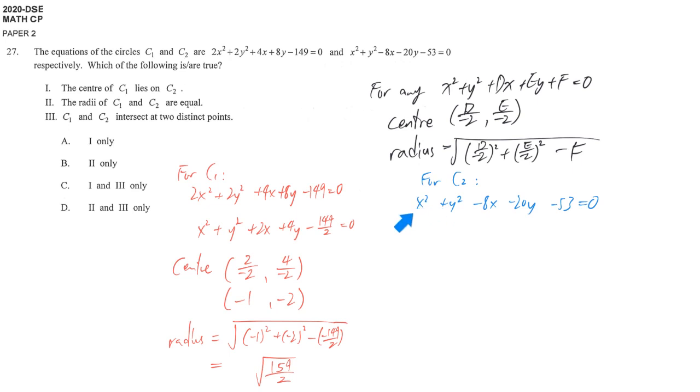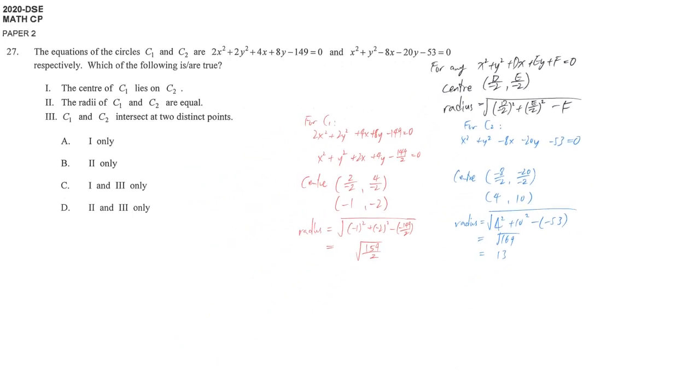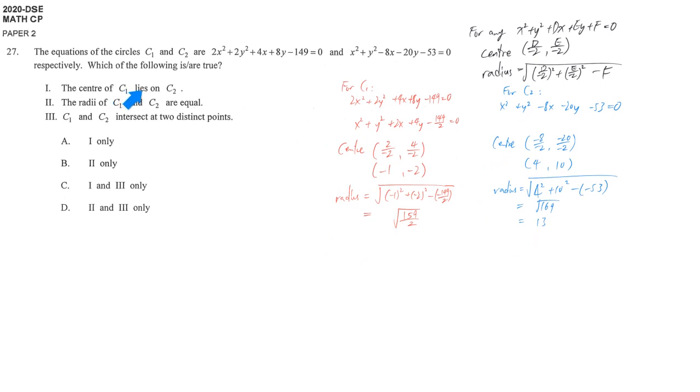This one's slightly different, that x squared and y squared coefficient is already 1, so it's just get ready to use the formula. So center is negative 8 divided by negative 2 and also negative 20 divided by negative 2. So therefore we have positive 4 and positive 10. The radius is equal to square root 4 square plus 10 square minus negative 53. So we have square root 169, which is 13. So it's enough for us to make the decision for each statement.